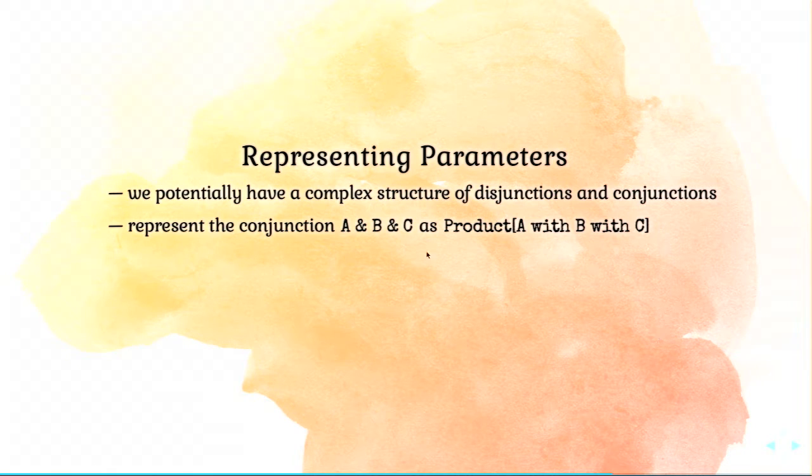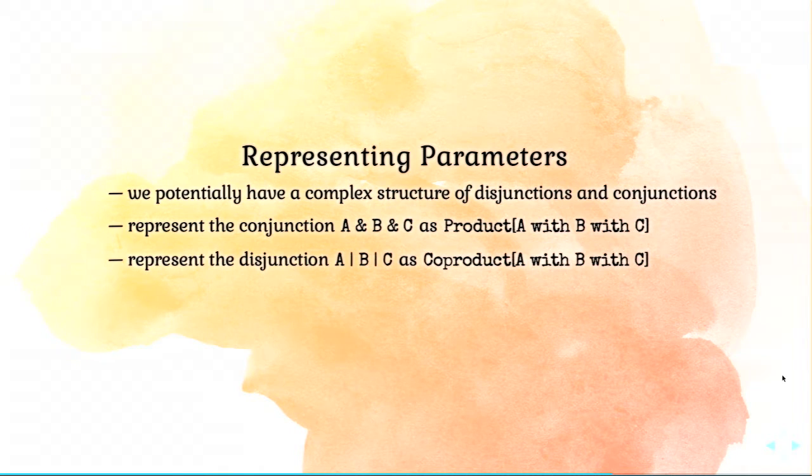So this is what we're doing. We're going to represent parameter A and parameter B and parameter C, so a conjunction, as a product of this intersection type, the types of each of these things. I should probably have written this product A.type with B.type with C.type. That's a mistake. This is value level code. This is type level code. Likewise, the disjunction, we represent that A pipe B pipe C, which is a coproduct.